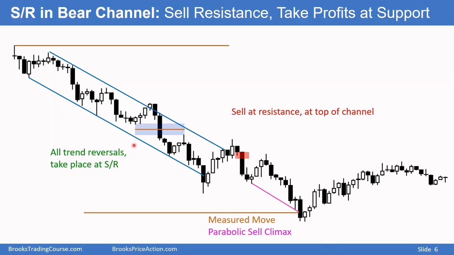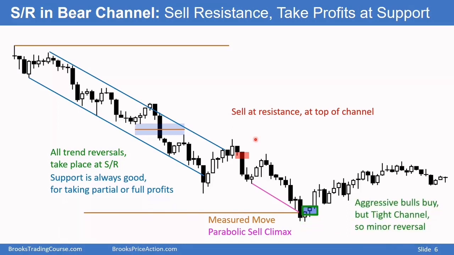Aggressive bulls would buy there. If I extended this channel down further, this would also be at the bottom of the channel. Support, always a good location for taking full or partial profits. And aggressive traders will buy, but a very tight bear channel like this, probably a minor reversal into a trading range.